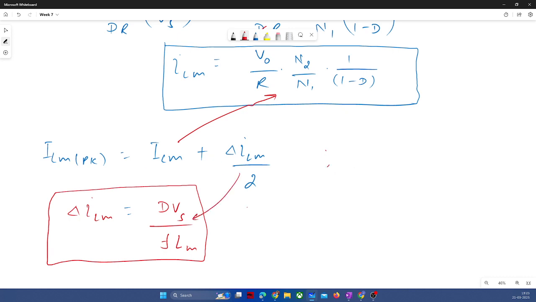And similarly, ILM minimum is ILM minus del ILM by 2. So this del ILM, we have calculated previously, right? Yeah, we have calculated it earlier as well. But at any point of time, you can compute it. It is just a one-step thing, right? Any doubt? No, no, sir.